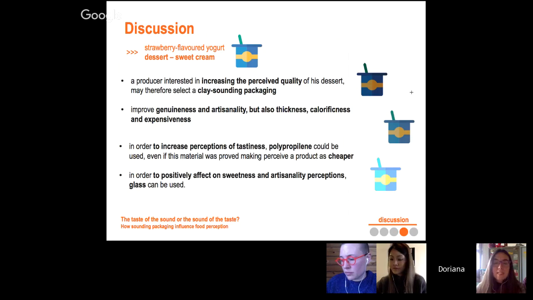After this test, we can state that a producer interested in increasing the perceived quality of his dessert may select a clay-sounding packaging in order to make the product perceived as more genuine, artisanal, thick, calorific, and also expensive. We can also hypothesize that the perception of genuineness and artisanality arises in relation to the sound of the spoon rubbing against the clay. And here we have the sound of the clay packaging.